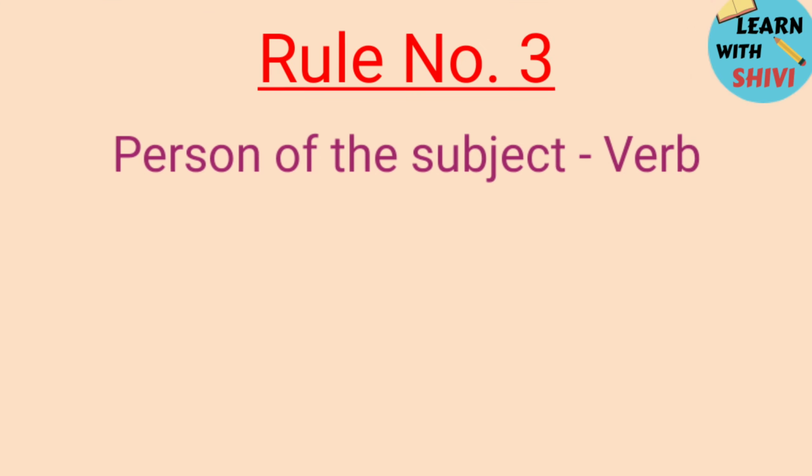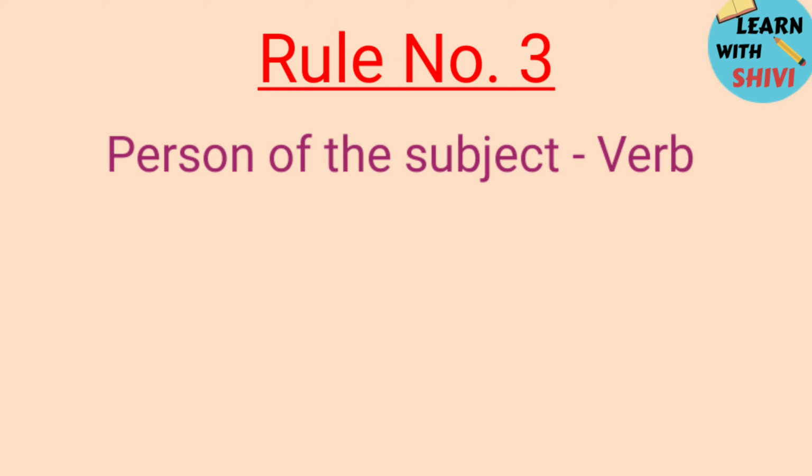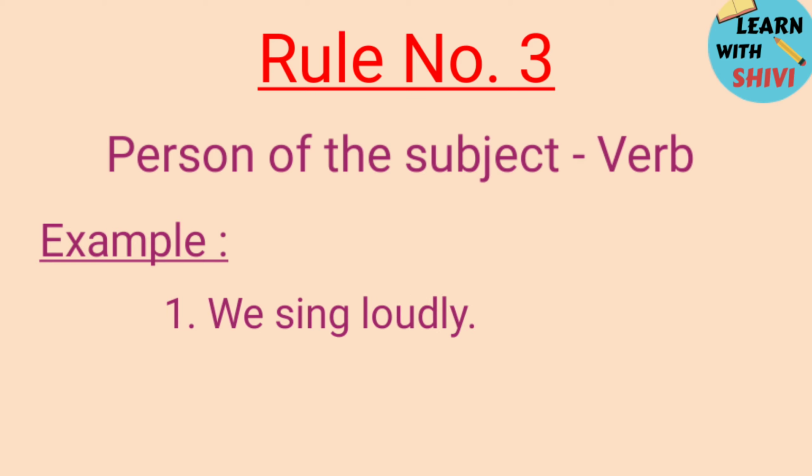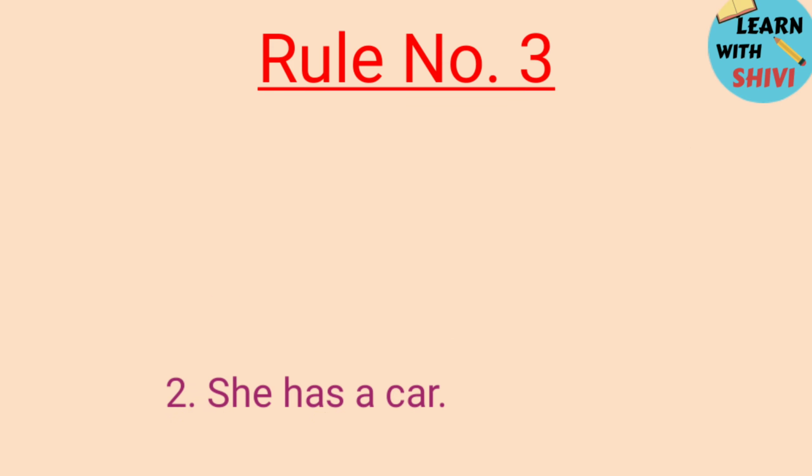Rule number 3. The verb must also agree with the person of the subject. For example, we sing loudly. In this sentence, our subject is in first person. Hence, the verb used is sing. Similarly, in the next example, she has a car. Our subject is in third person. Hence, the verb used is has.